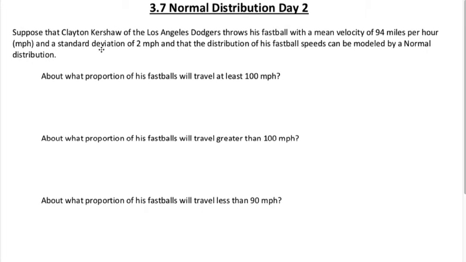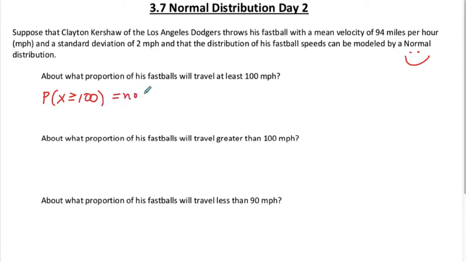We're going to dive right in, practicing a little more of what we did yesterday. Suppose that Clayton Kershaw of the Los Angeles Dodgers throws his fastball with a mean velocity of 94 miles per hour and a standard deviation of 2 miles per hour, and that the distribution of his fastballs can be modeled by a normal distribution. About what proportion of his fastballs will travel at least 100 miles per hour? If I have at least 100, it means greater than or equal to 100.